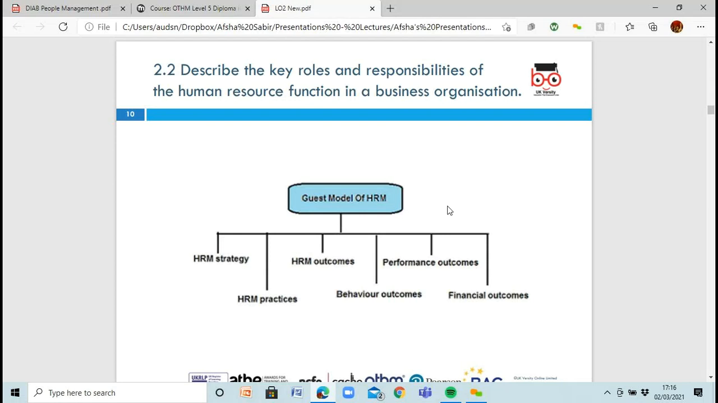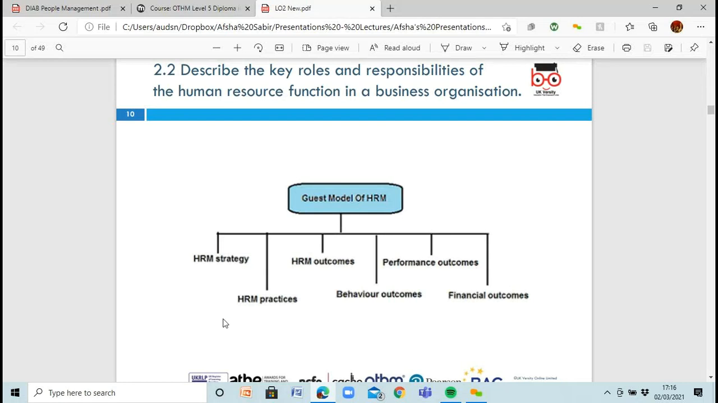And then we've got the Guest model of HRM, and this just shows how HRM works. So you've got the HRM strategy, then you've got the practices, then you work towards your outcomes: behavioral outcomes, performance outcomes, and financial outcomes. So these are the strands within this model.